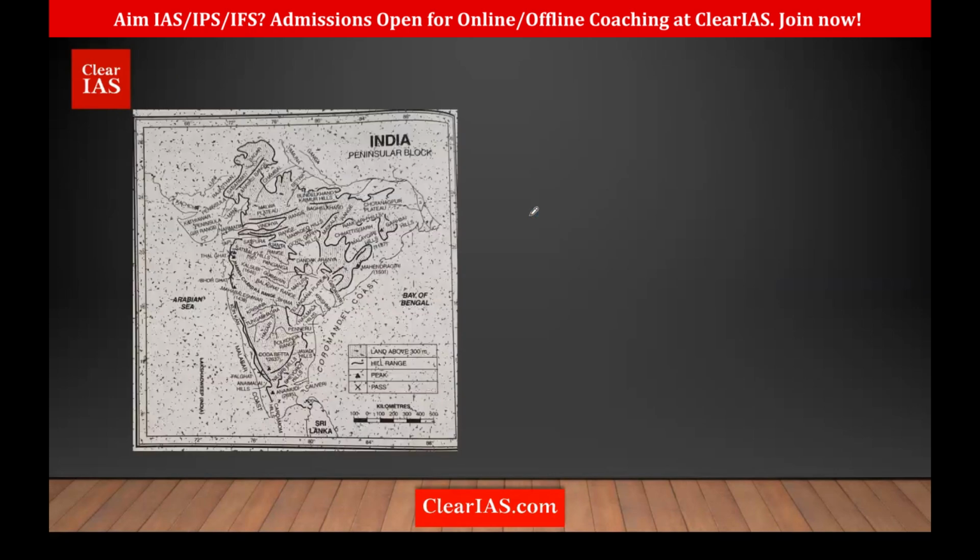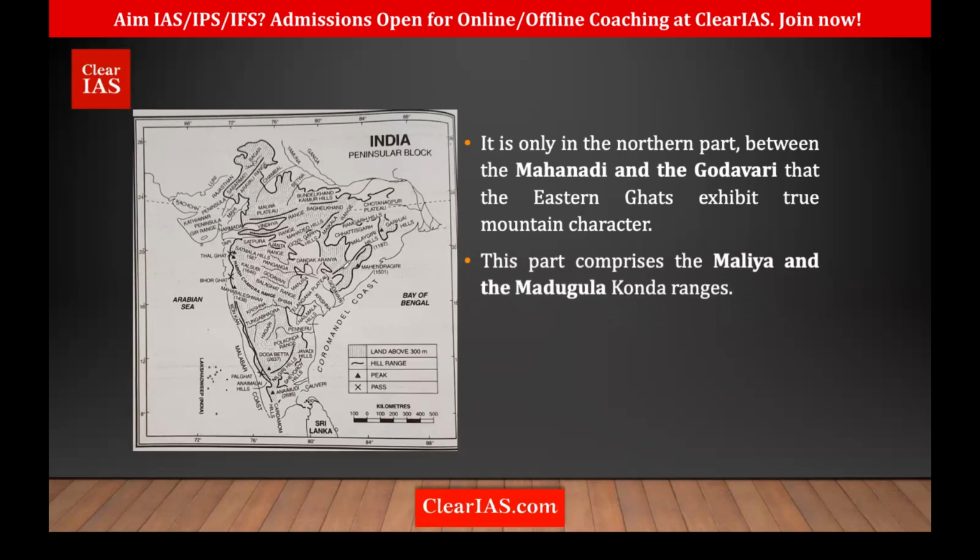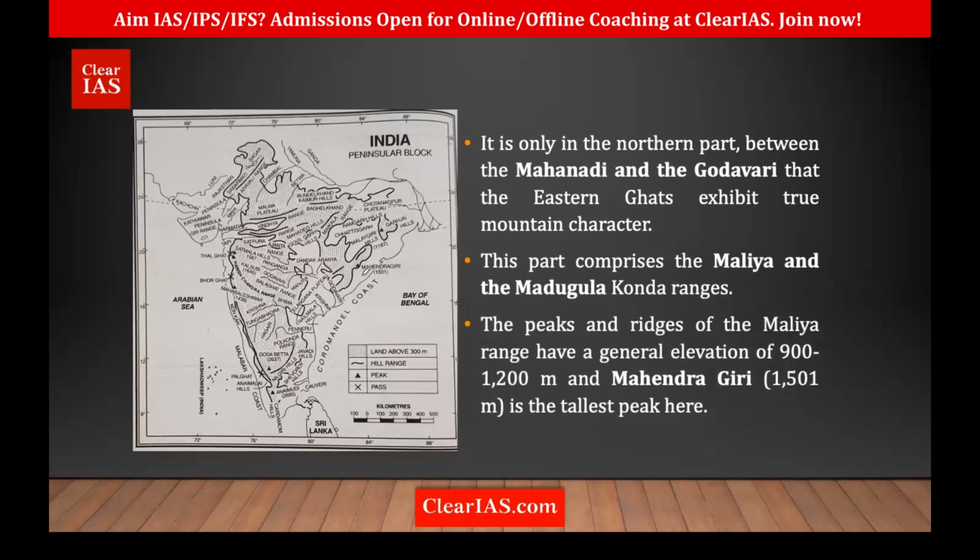We'll start with the Mahanadi and Godavari. It is only in the northern part, between Mahanadi and Godavari, that the Eastern Ghats exhibit true mountainous character. It is very tall compared to the rest of the region. Here there is Mahanadi and here there is Godavari. This area mainly comprises the Malaya and Madugula Konda ranges, and the peak here is Mahendragiri, the tallest peak in this region of the Eastern Ghats. It's in Odisha.